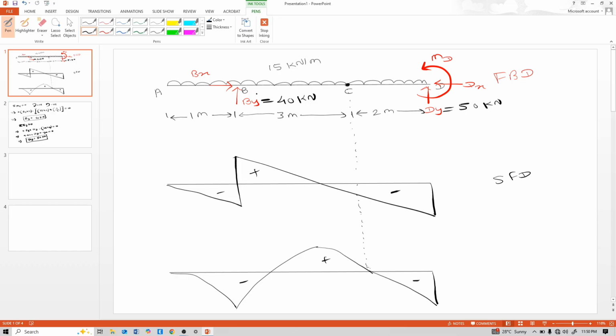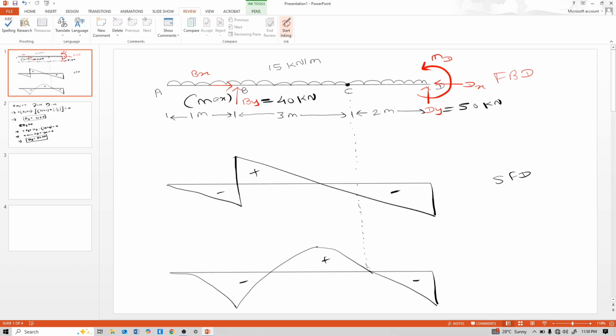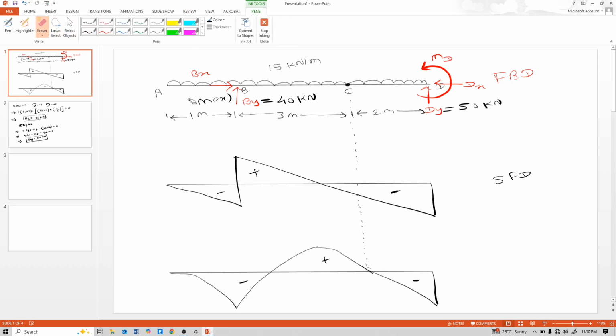Where is shear maximum? This is 1 meter and this is the total. I think as per my judgment shear is maximum at this B_Y point. So it's no, shear is not maximum at B_Y point because the reaction is minimum at B_Y point. So let's solve the shear force diagram.